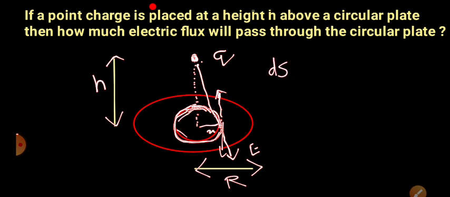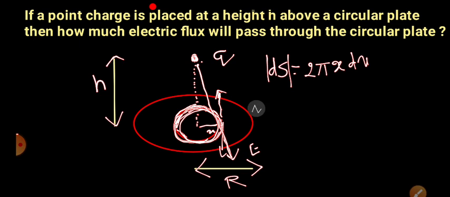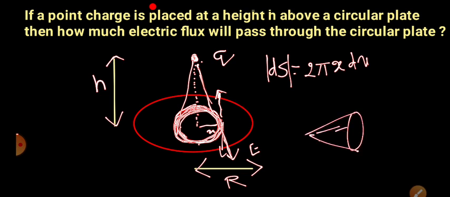How much area have I considered? ds, the magnitude that I have considered, is equal to 2 pi x dx. This shaded portion is 2 pi x dx. And this electric field is passing through this one, and this electric field will be produced on this circular ring. Why have I taken a circular ring? Because for all the points on it, the distance is constant, the length is constant, they are just making a cone like this. So here the ring is there, this point, that point, this point, already making a cone type of thing.